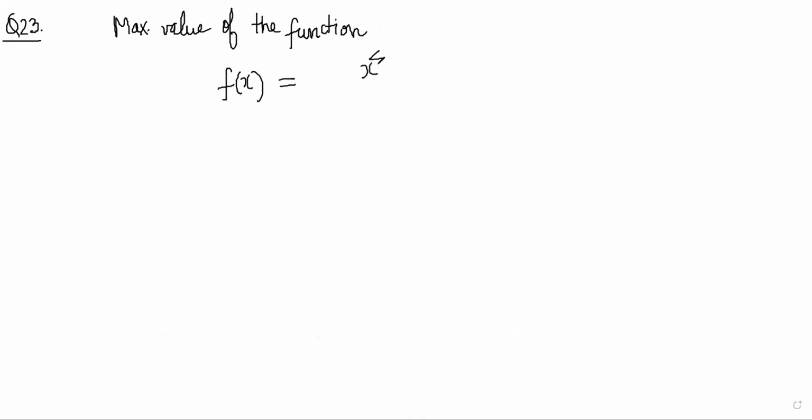Question 23, let's look at. You have to find the maximum value of the function f(x) is equal to x power 4 minus x square divided by x power 6 plus 2x cube minus 1, where x is greater than 1. Okay, so try to find this. You two guys try first. I will do it later. Find the maximum value of this function.